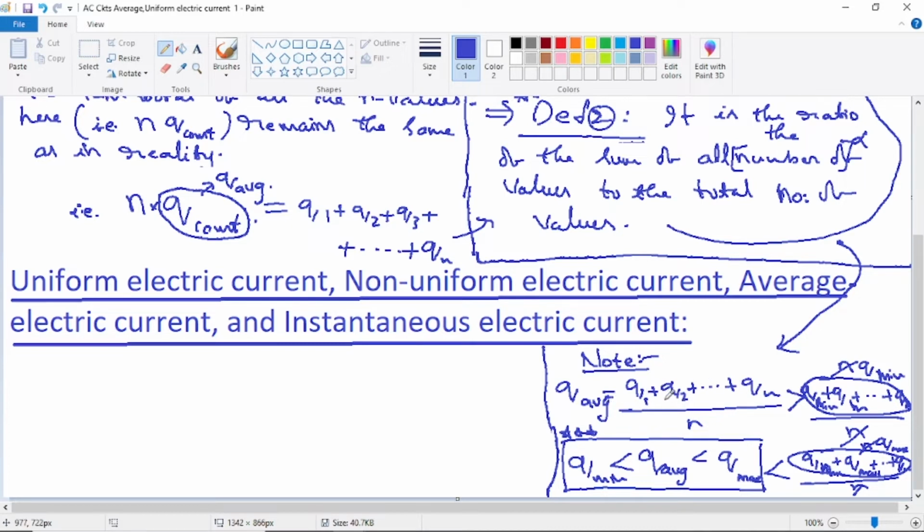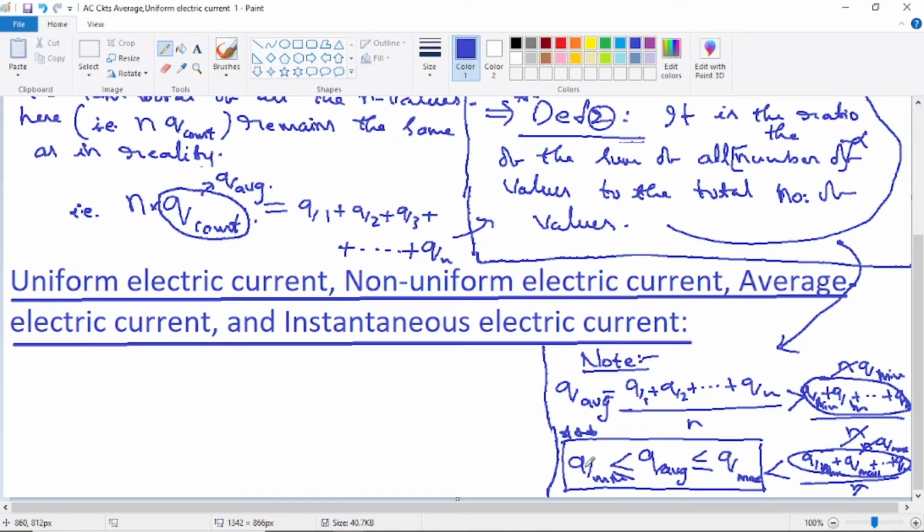So the minimum value is Q naught, the maximum value is also Q naught, and the average is also Q naught. That happens only in a special case. In that special case, the average value will be equal to the minimum and maximum value, equal to Q naught. Minimum and maximum values are equal, so the equal to symbol can also be written. In general, it always lies not equal to but in between.